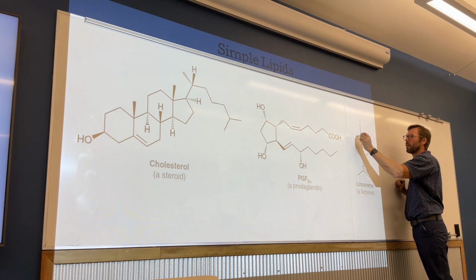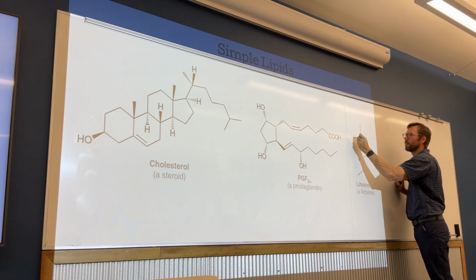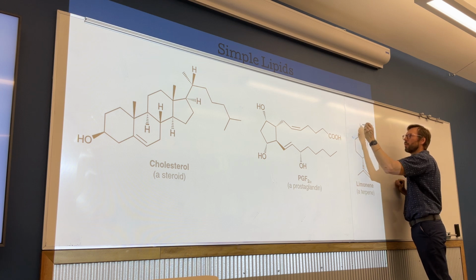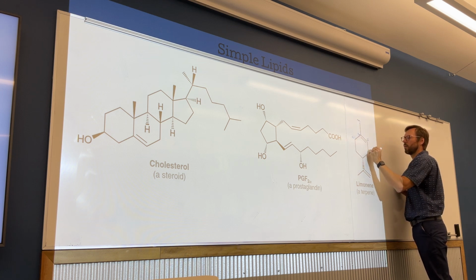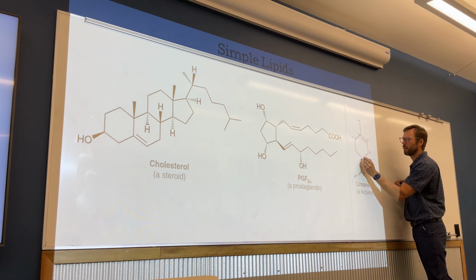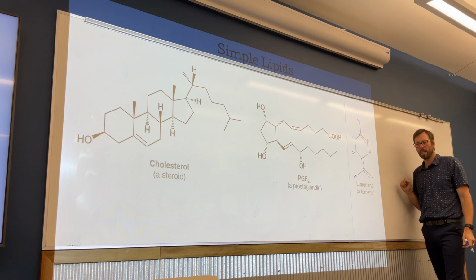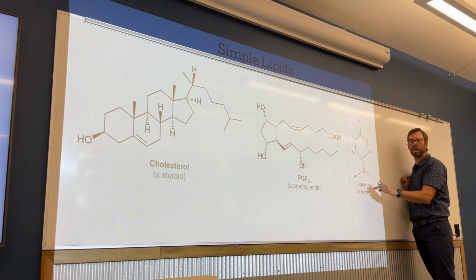One, or let's do it this way, with a branch. 1, 2, 3, 4, 5. 1, that was my elbow. 2, 3, 4, 5. Multiples of 5. And on the second carbon, there's a branch that comes off.